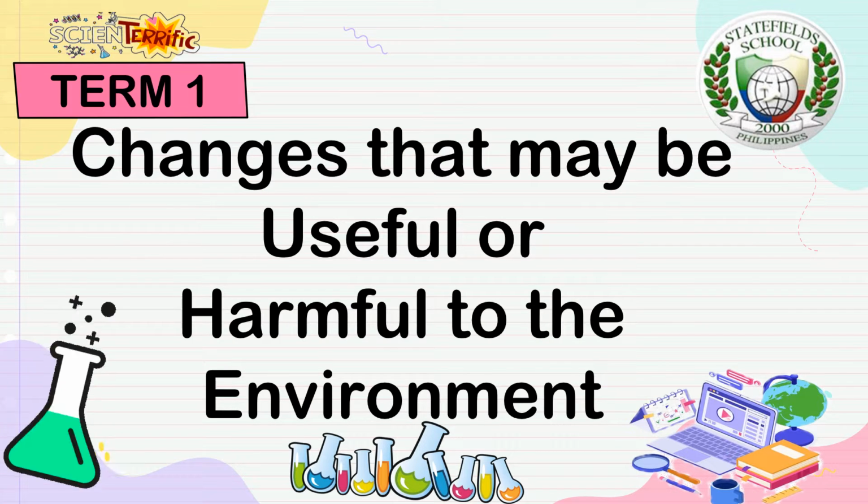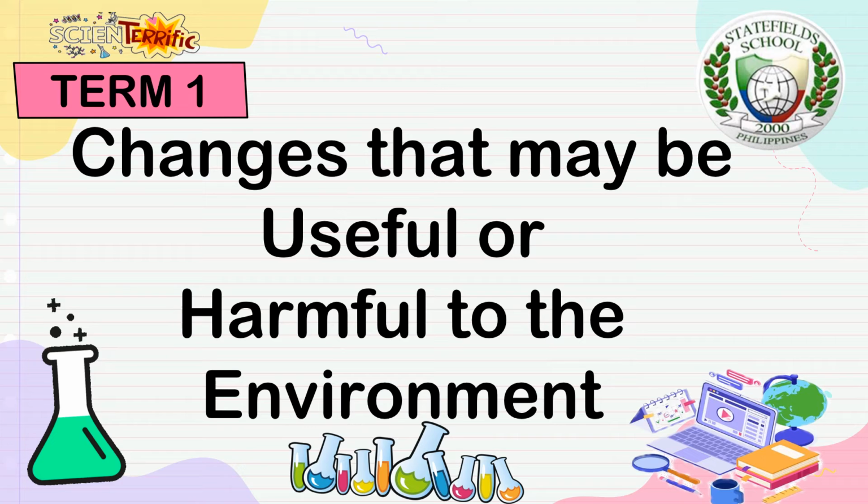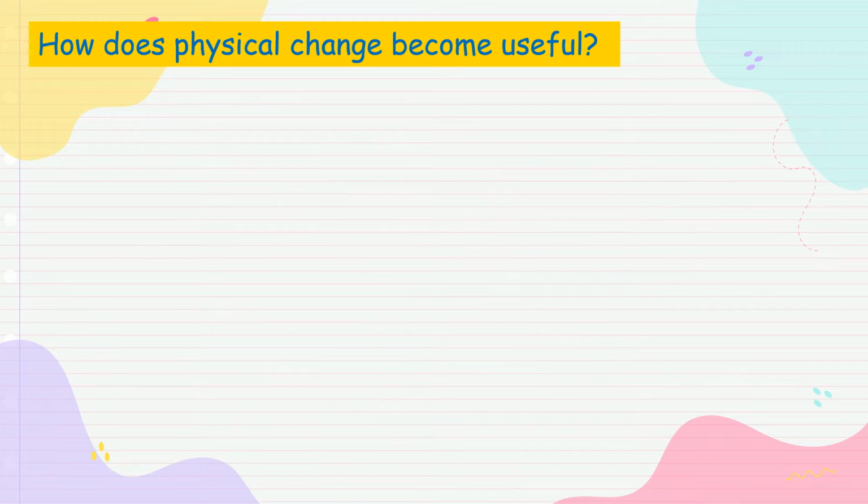Can you easily judge if a change in material is useful or harmful to one's environment? Now let's talk about the changes that may be useful or harmful to our environment. Physical and chemical changes constantly happen in our surroundings. But do you know that this may be harmful to or desirable for one's environment? It is very important to learn how these changes may positively or negatively affect lives.